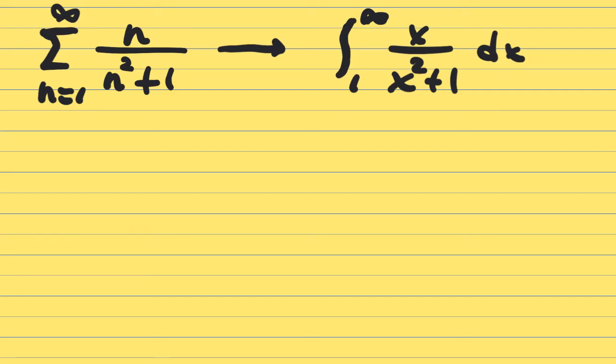So when we complete the integral, we're going to have the limit as b goes to infinity. And this is like when we did the improper integrals a few sections back, where we replace the infinity with the letter b.